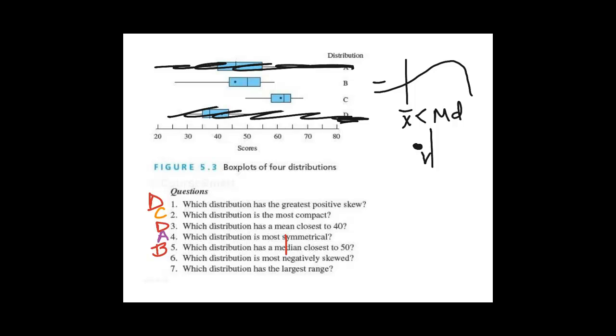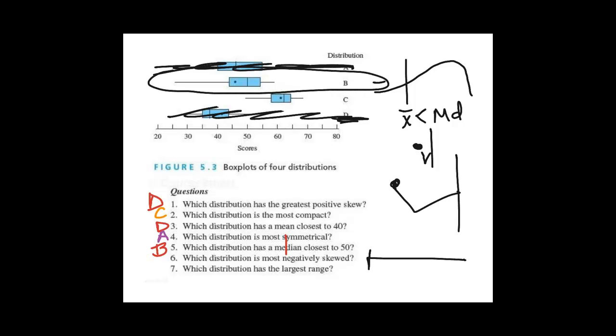And now I want to do two things. I want to look for the distance between the dot and the line. The greater that distance, the more the skew. And I want to verify that the whisker length is also longer on that same side. In this case, we're looking pretty obviously at distribution B because I have a larger difference between the dot and the line, and I have a clearly longer whisker on the left that's more dramatic than, say, the longer whisker of C on the left. So the correct answer to number 6 is distribution B.